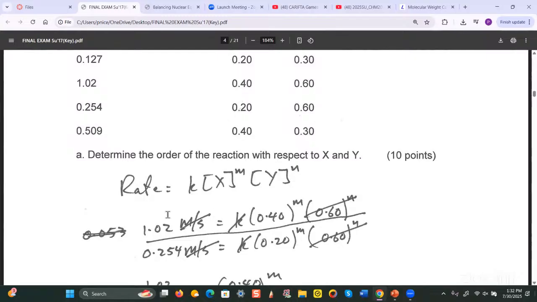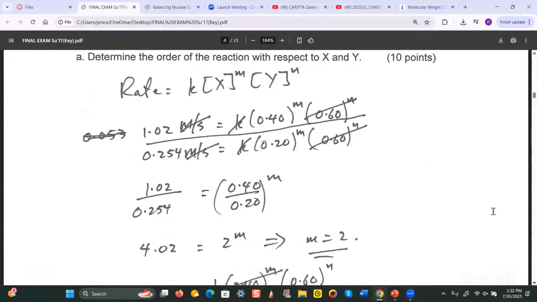So basically, I set up the equation 1.02 is equal to K times the concentration of X to the M, which is 0.4, times the concentration of Y, which is 0.6, and then I do a similar thing for this set of data right here. I plug in these numbers into the same equation, and I end up with this. And then what I do next is cancel out what can be canceled out, which in this case would be the 0.6 here and here. The K's will cancel out and the units will cancel out. So you'll be left with this.